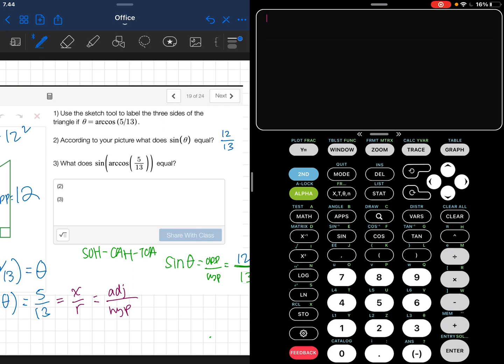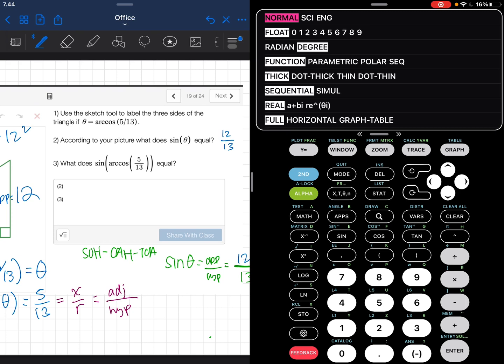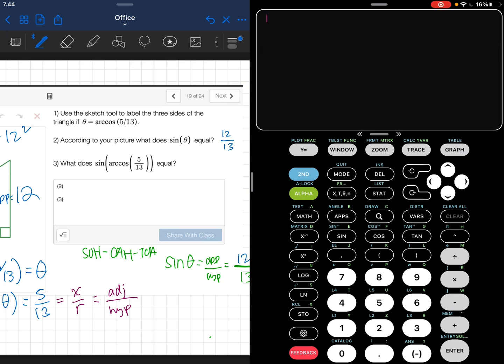So what you're gonna do first, always, when you're dealing with trigonometry, go to mode next to the second button, or the blue button, and then go look at the radian degree line. If you're in degree right now, I need to switch it to radian using my cursor, and then enter. And then you can clear. Now it's in radian mode.